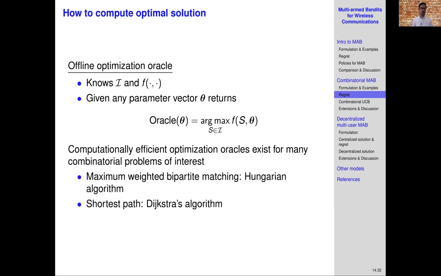It is known that many computationally efficient optimization oracles exist for practical combinatorial problems. For instance, in the maximum weighted bipartite matching problem, the Hungarian algorithm is an efficient algorithm, or in the shortest path problem, Dijkstra's algorithm is an efficient algorithm.